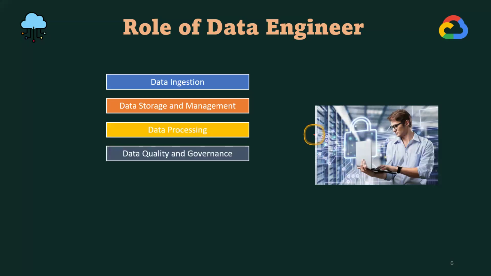And the next one is ensuring the data quality and governance. That means ensuring the data is accurate and complete throughout the system. For that, he needs to take proper measures, maybe validations, or maybe error handling, or maybe some other kind of activities he needs to take care of, making sure that this particular activity is covered.